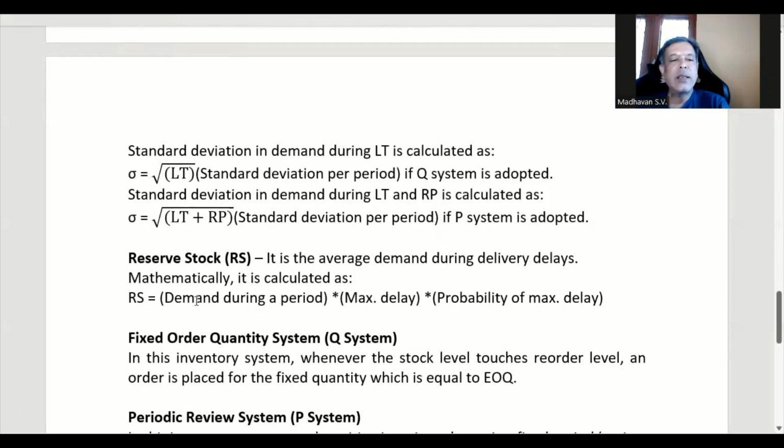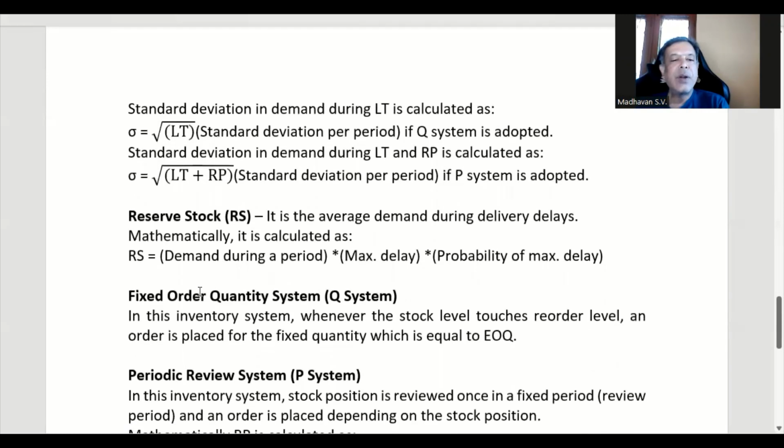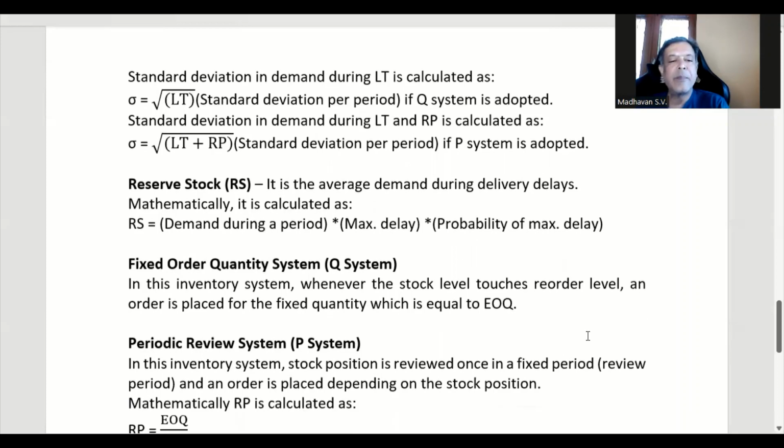Mathematically, it is calculated as RS equal to demand during a period multiplied by maximum delay multiplied by probability of maximum delay. Fixed order quantity system, that is what we spoke about, Q system. In this inventory system, whenever the stock level touches the reorder level, an order is released or placed for the fixed quantity which is equal to economic order quantity.